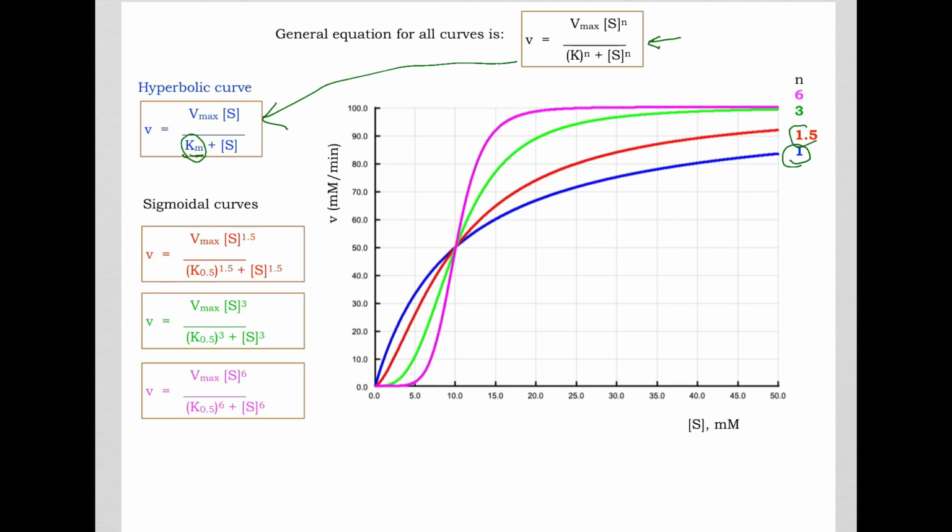If n is 1.5, then these powers here will all be 1.5. If n is 6, then these powers here will be 6. So this means the difference between a hyperbolic curve and all the sigmoidal curves is really in this value of n that measures the amount of cooperativity that the enzyme is showing.